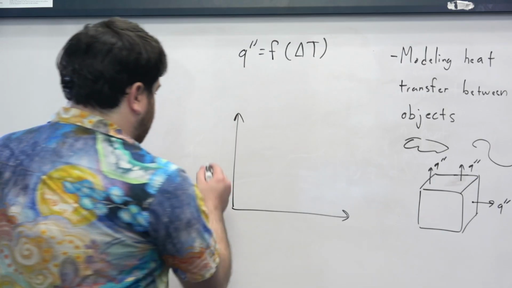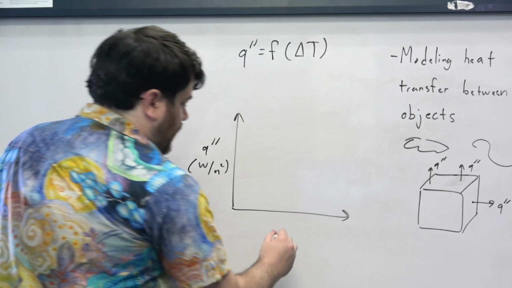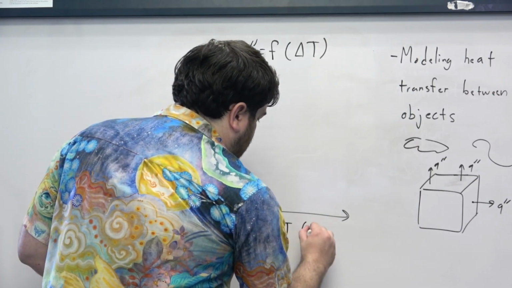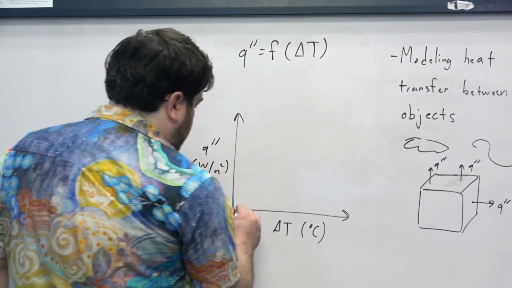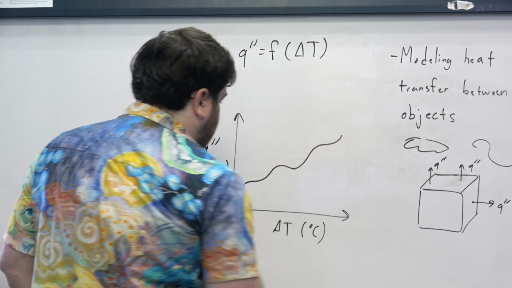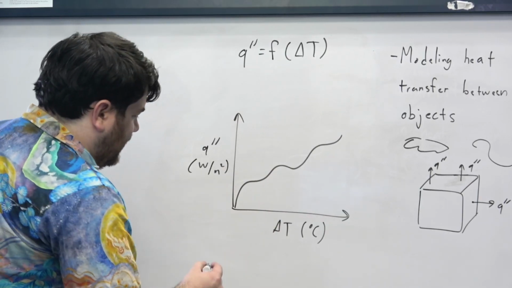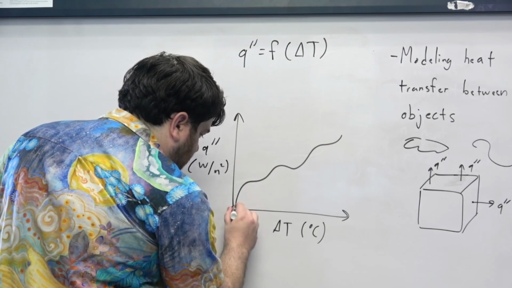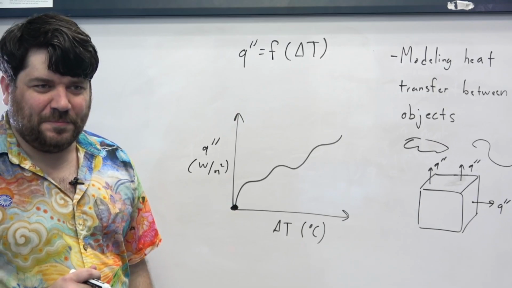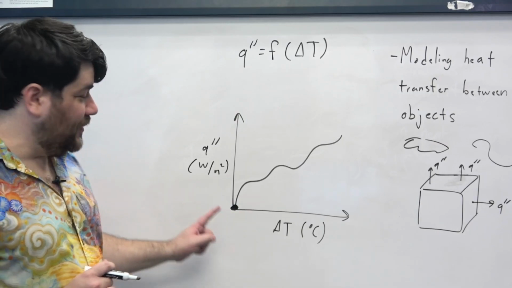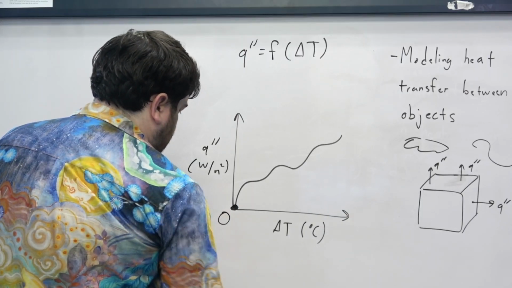And so as a result, if we were to draw this function as a graph, and we say that maybe this is Q double prime, and this is delta T, and we have some function that relates them, whatever this function is, which we may not necessarily know, it has to intersect the y and the x-axis at the same time, right? Whenever delta T is 0, Q double prime has to be 0 too. All right, so we'll just say 0.